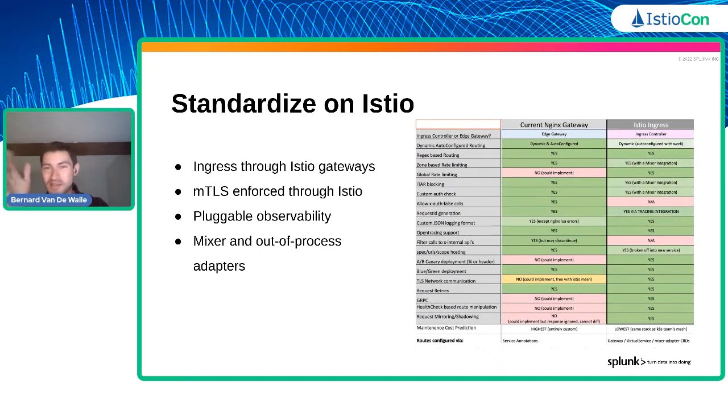I picked up this screenshot from an old spreadsheet we had at Splunk to look at all the solutions. And we decided to go all in on Istio, mainly because it checked all the boxes. To start with, we could do ingress relatively easily with Istio, with virtual services and gateways. mTLS was more or less free as part of the mesh. It was enforced directly on the infrastructure. We had pluggable observability, meaning that we could redirect traces, logs, and metrics very easily to our backends. And finally, and this was going to bite us down the road, we decided to standardize on Mixer and use a lot of out-of-process adapters.